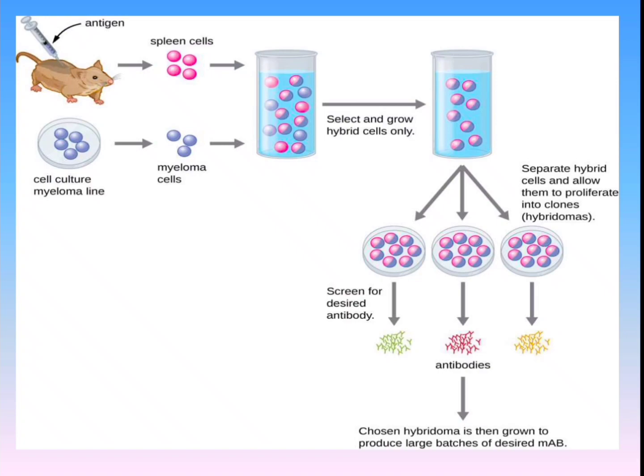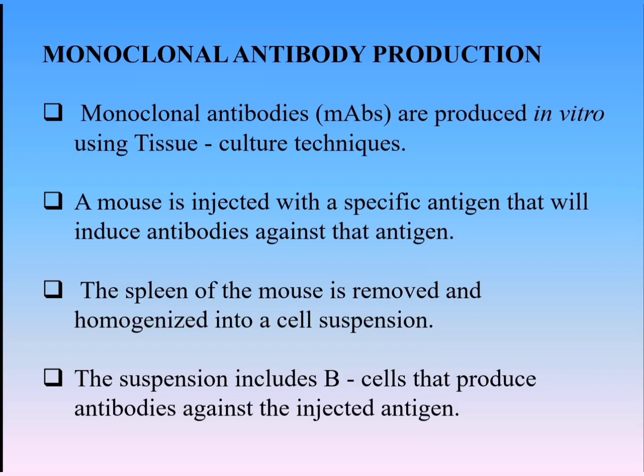Production of monoclonal antibody. Monoclonal antibodies are produced in vitro using tissue culture technique. In vitro condition is nothing but under lab condition. A mouse is injected with a specific antigen that will induce antibodies against that antigen. Now the spleen cells of the mouse are removed and homogenized into a cell suspension. The suspension includes B cells that produce antibody against the injected antigen.